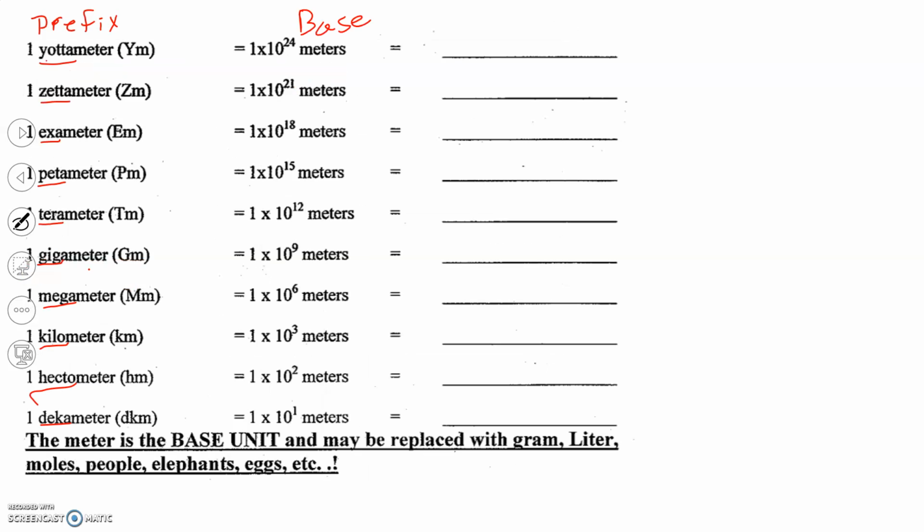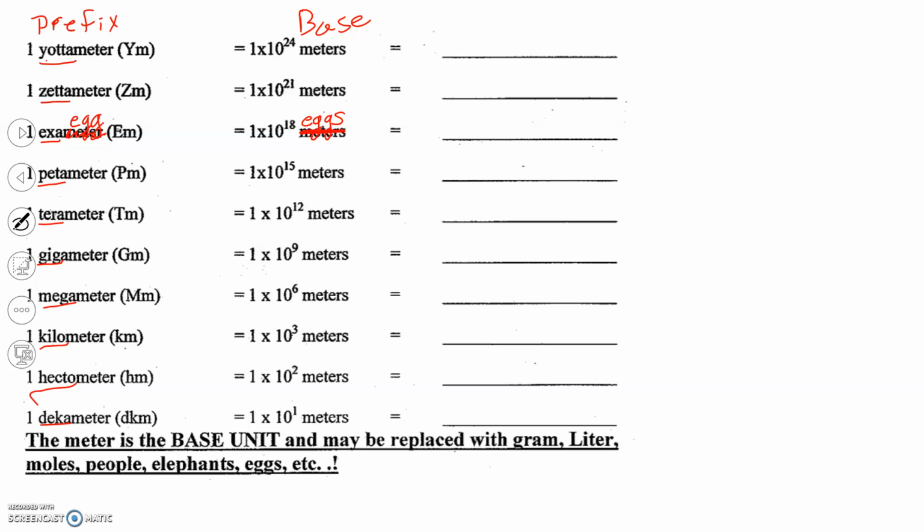But again, going back to this, what's nice about these prefixes is you can change the base unit to be whatever you want. If you look down below, it says a meter is a base unit and may be replaced with grams, liters, moles, people, elephants, eggs. We can change it to be whatever we want. So for example, if I wanted to say that I had 1 times 10 to the 18th eggs, I could say I have an exa egg.